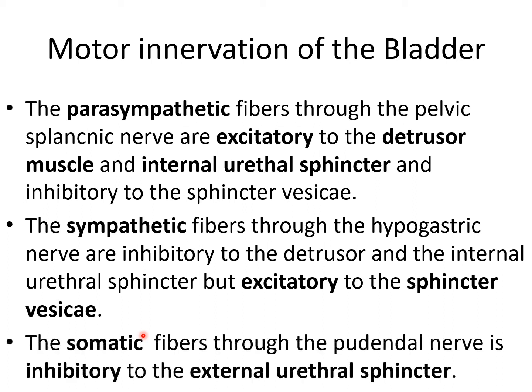Now the somatic fibers. Somatic fibers through the pudendal nerves are inhibitory to the external urethral sphincter. So what happens during micturition? There is parasympathetic stimulation, which causes micturition by contracting the detrusor muscle and internal urethral sphincter, and causing inhibition to the external urethral sphincter by the somatic pudendal nerve.